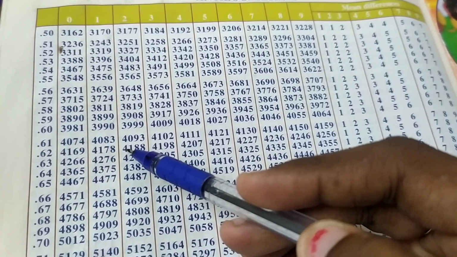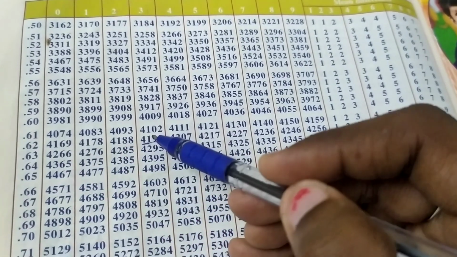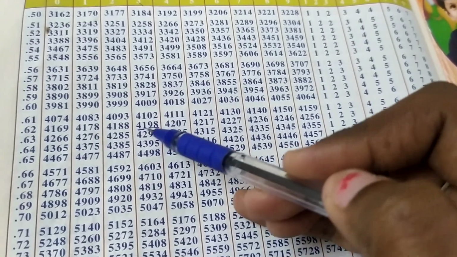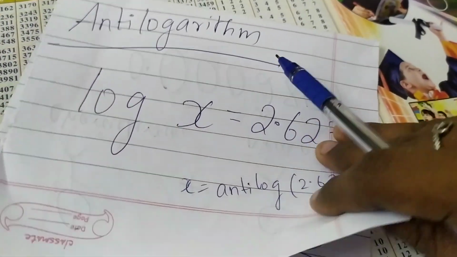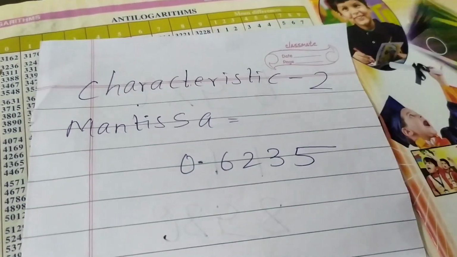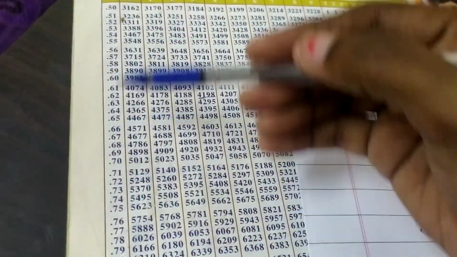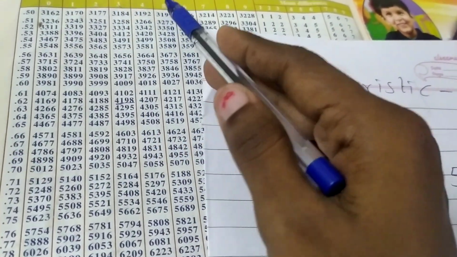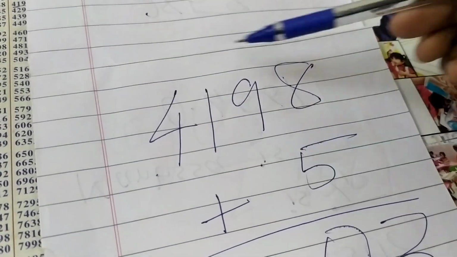Where we have to see this 3 from here, 0.62 and 3 will intersect at 4198. Here you can see that in the question you will have 0.6235, so that's what I am taking. For the mantissa 0.6235, the first two numbers you have to take from here, and the next number you have to take from the top. The intersection of these numbers will give you 4198. So I am putting 4198.